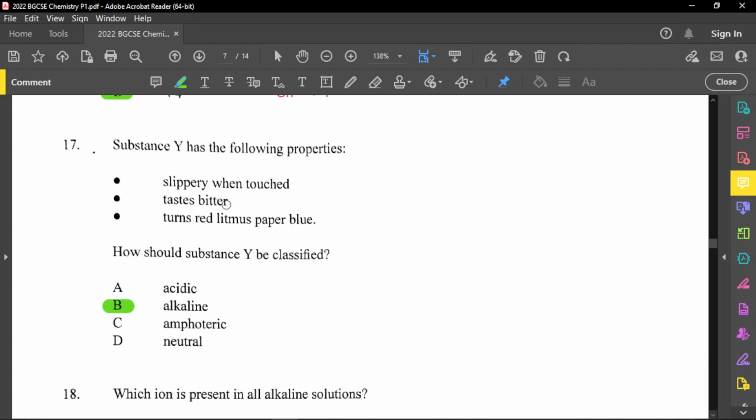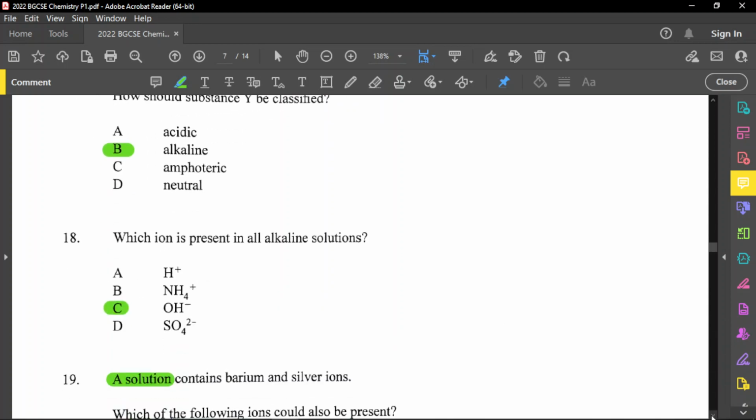But of course we know that bases or alkalis tend to be bitter and slippery as well. And that is why even soap, because soap contains base, right? Normally sodium hydroxide is used to make soap generally, and that's why soap tends to be a little bit slippery. All right. Number 18.